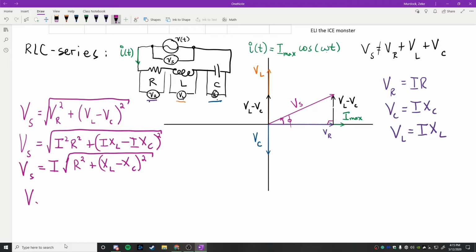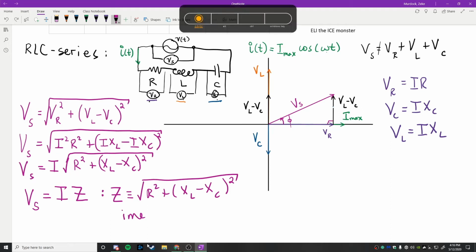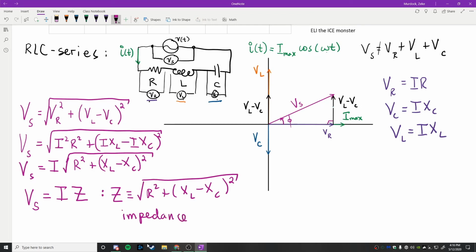And now we can say that V_S is going to be equal to I multiplied by this quantity, but we're going to define that quantity to be Z, where the quantity Z is defined as the square root of R squared plus X_L minus X_C squared. And we call this impedance. This is effectively like a generalized type of resistance.